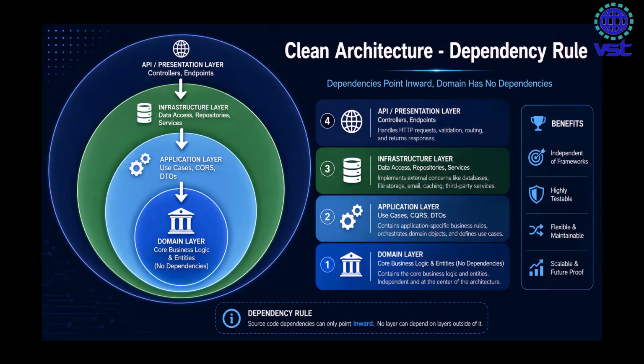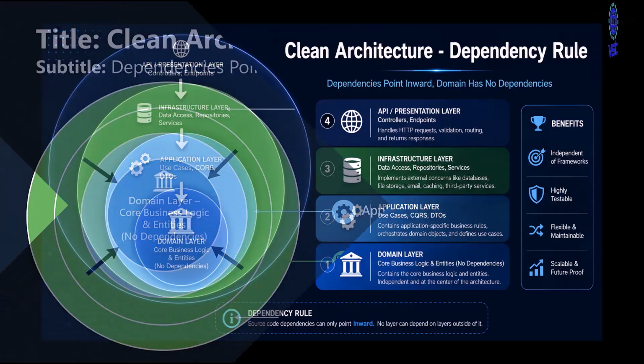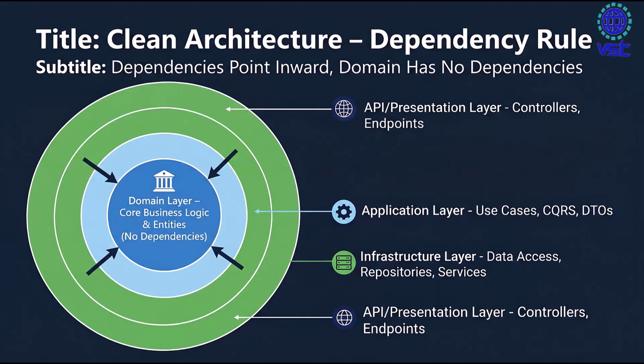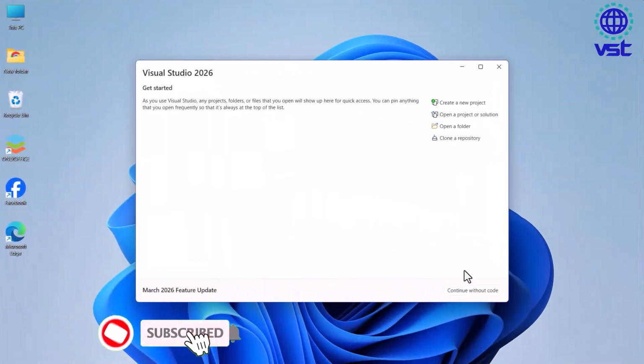Clean architecture is a software design philosophy that separates concerns by organizing code into concentric layers. The main principle is dependency inversion. Dependencies point inward toward the domain, not outward. Let's begin by creating our project.